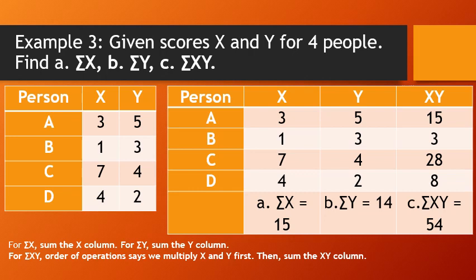Finally, summation of x times y. So summation of xy means multiply them together. So I would make a third column. I would call it xy, and I would multiply what's in x by what's in y and get a new xy. So the first one for person A would be 3 times 5 would be 15. Person B, 1 times 3 would be 3, and so forth and so on. And finally, I would sum up that column to get 54. Remember, order of operations says multiplication is before summation.